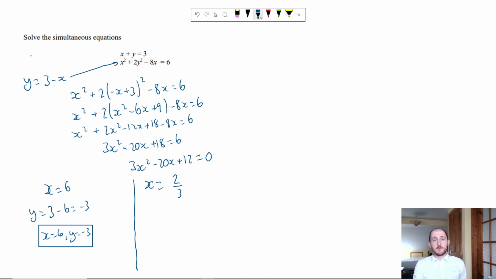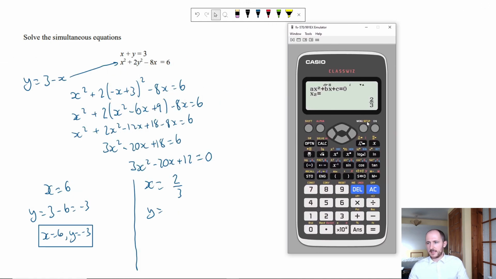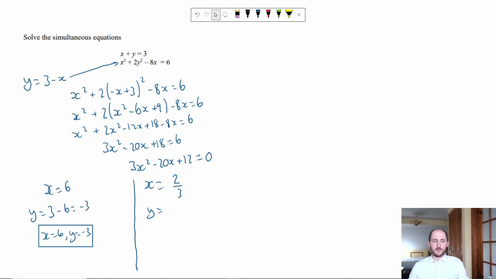Again, with quadratic simultaneous equations, you get 4 answers. They may be the same numbers, but it's still technically 4 answers. And then with this one, we just have y is equal to, and just showing you on the calculator as well, and I'm a bit lazy, 3 minus 2/3. So 3 minus, and then 2 over 3 is 7 over 3. And that's my other set of answers.